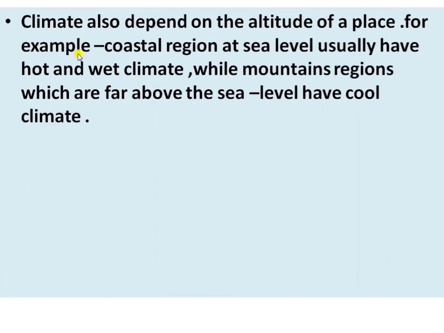Next, climate also depends on the altitude of a place. For example, a coastal region at sea level usually has a hot and wet climate, while mountain regions which are far above the sea level have a cool climate.